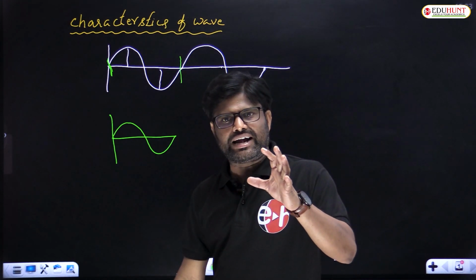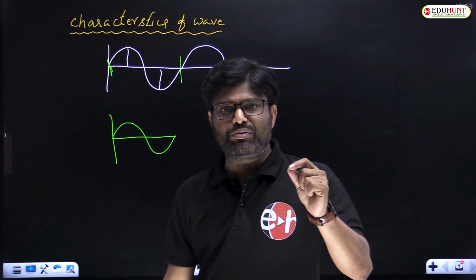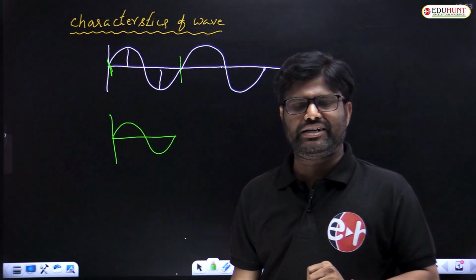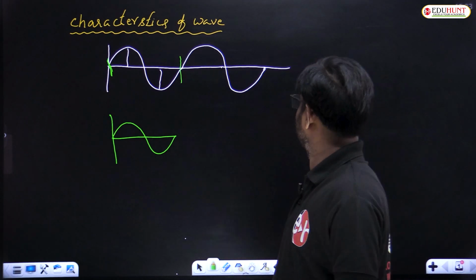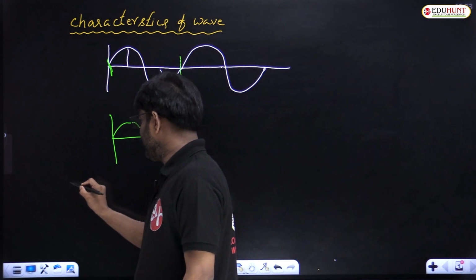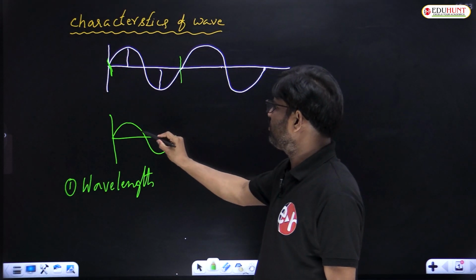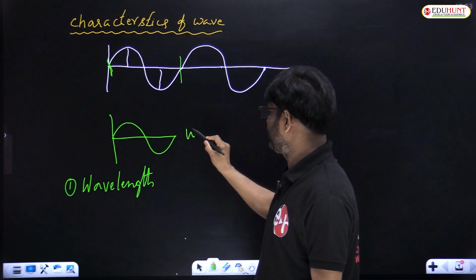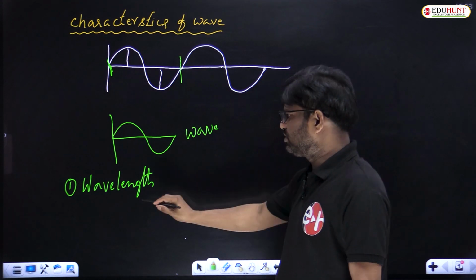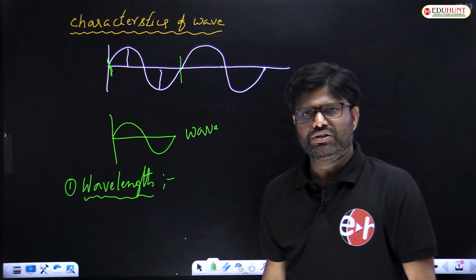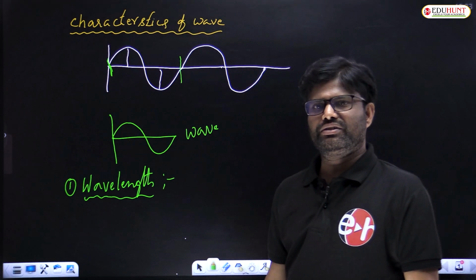One crest, one trough is present. This is called wave. So I am talking about the characteristics of wave. We have 6 types of characteristics of wave. First one is wavelength. This is wave. Now I am going to teach you wavelength. What is this? Wavelength. Okay?